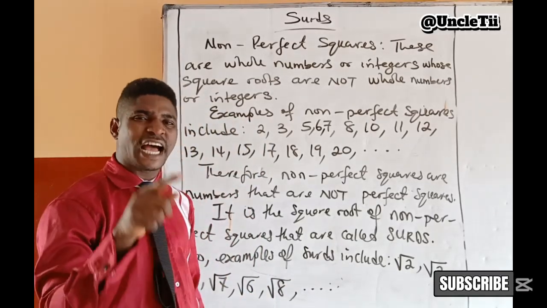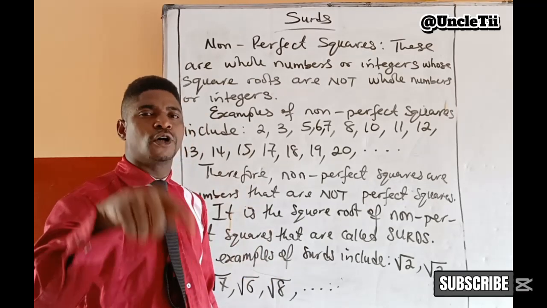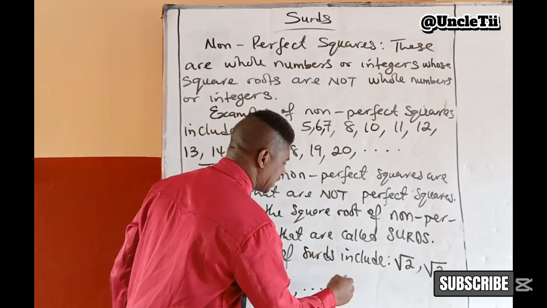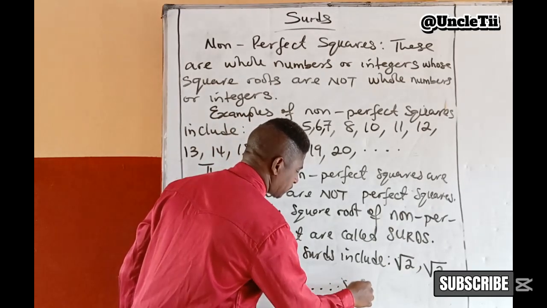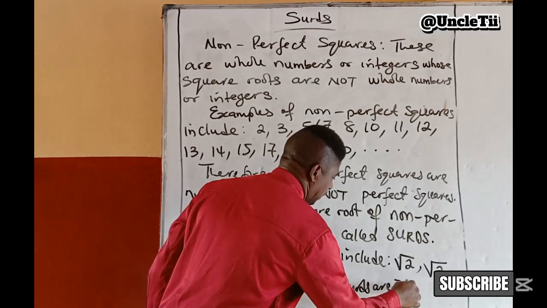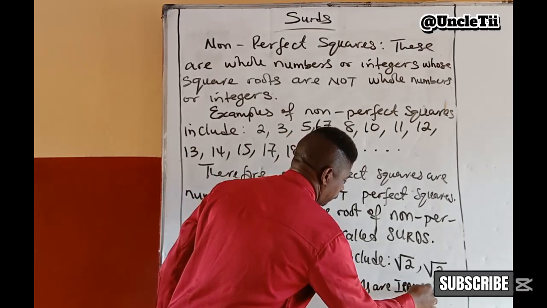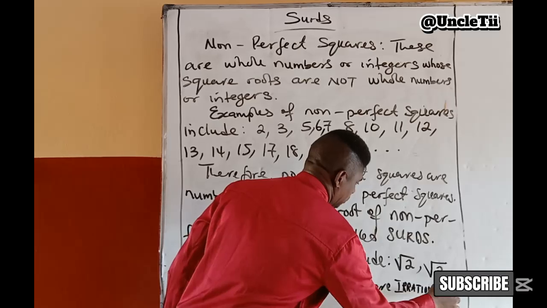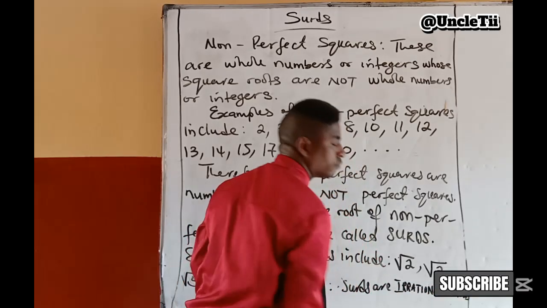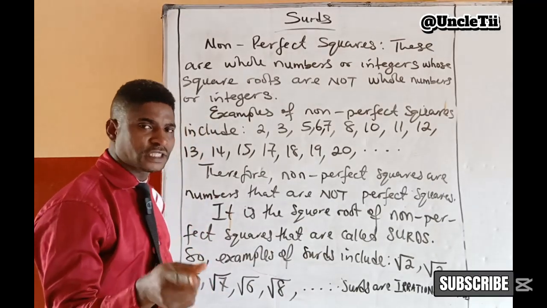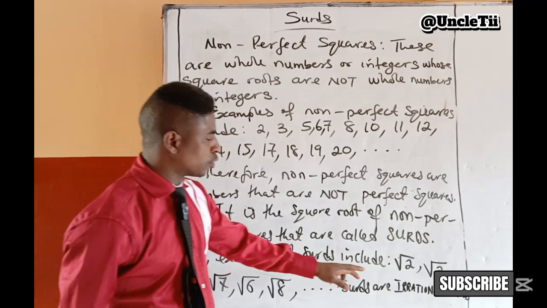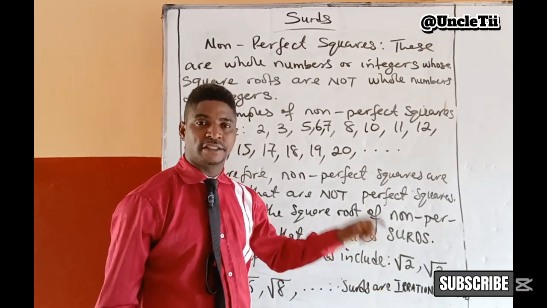So surds are the square root of non-perfect squares. They are usually irrational numbers. Surds are irrational numbers, being square roots of non-perfect squares.